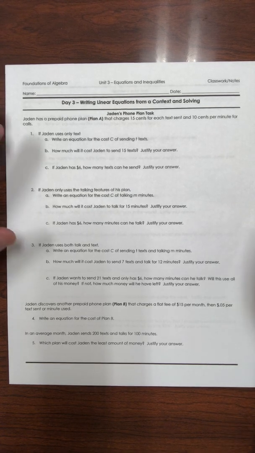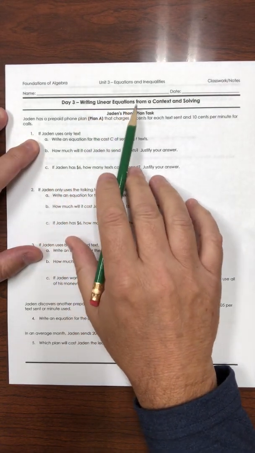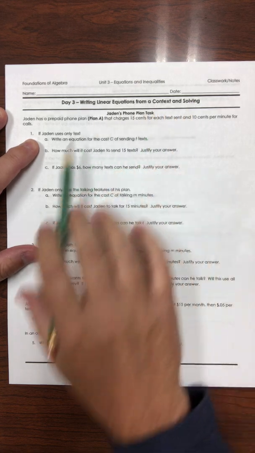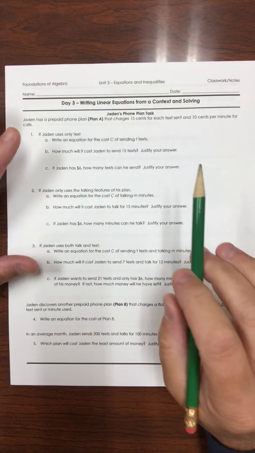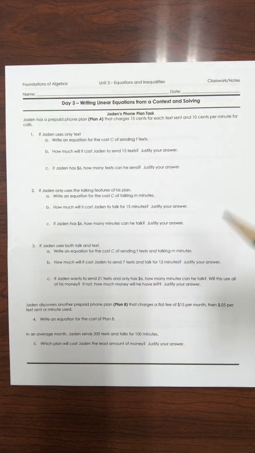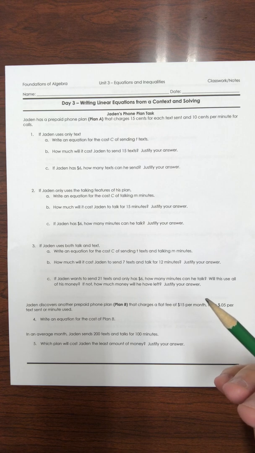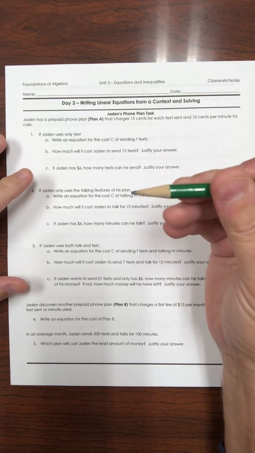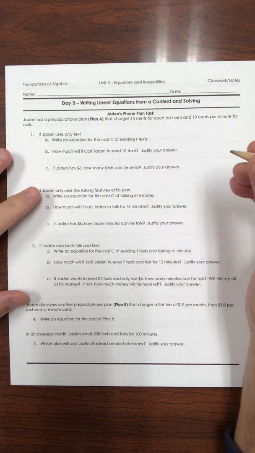All right, class, today we are going to work on writing linear equations from a context and solving. So basically it's real world applications. What does that mean to us? A whole lot of words, but we're going to continue to get better at pulling what we need out of a word problem in order to use it and to solve it. I forgot my pen, so I'm using a pencil today, but you should be able to see it, so we're good.